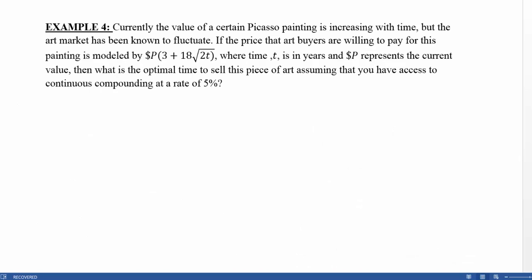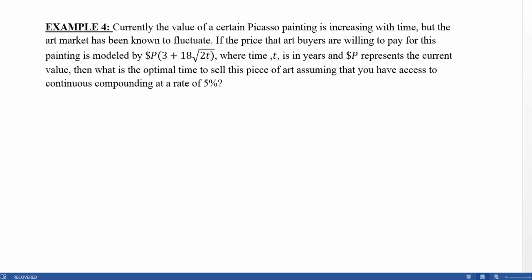Currently, the value of a certain Picasso painting is increasing with time, but the art market has been known to fluctuate. If the price that art buyers are willing to pay for this painting is modeled by p times (3 plus 18 square root of 2t), where time t is in years, and p dollars represents the current value, then what is the optimal time to sell this piece of art, assuming that you have access to continuous compounding at a rate of 5%? So we're trying to value this piece of art.